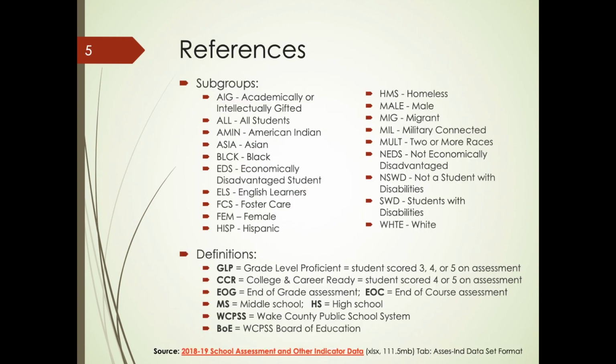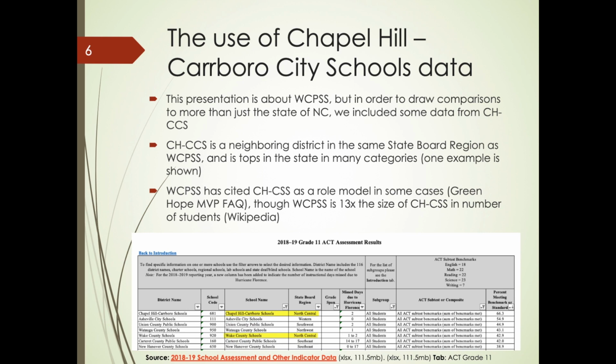So references. These are some of the subgroup codes, acronyms that you'll see in the DPI data sets. I wanted to put a reference in for that. There's also definitions for GLP and CCR, which are two main metrics that are used for the state when they are measuring end of grade and end of course testing. And that's about it for that page. Also using some data from Chapel Hill.